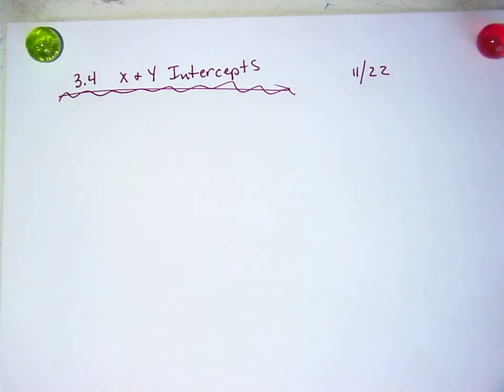Right, I am recording. We are doing X and Y intercepts today. There are two ways that you're going to have to do an X and a Y intercept, but you're always going to list it as a point.